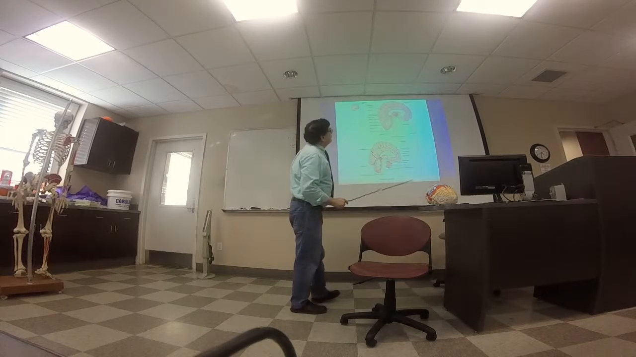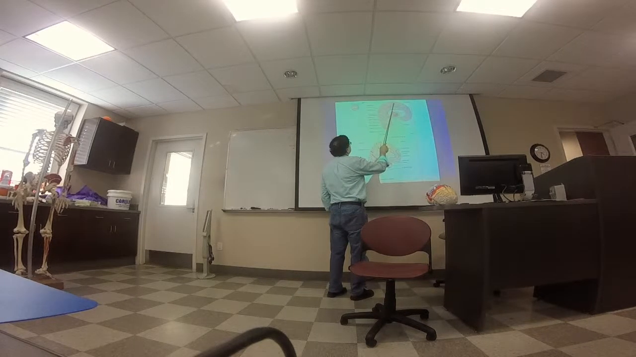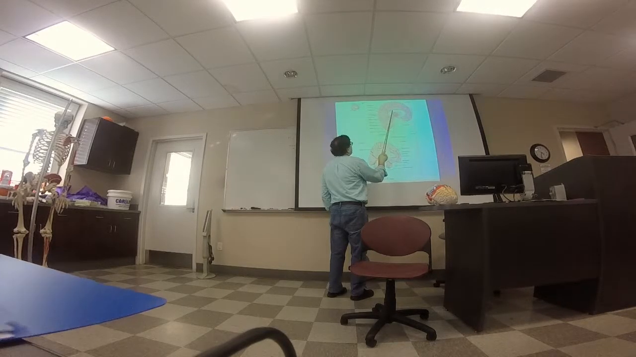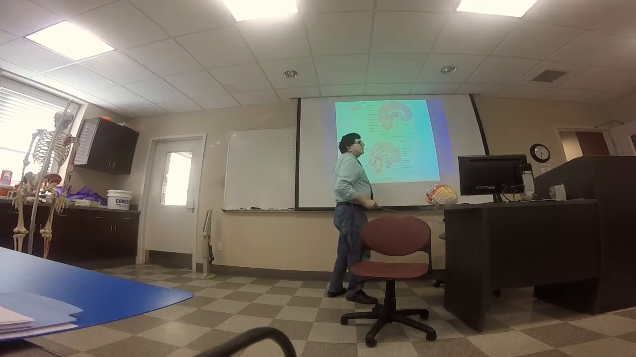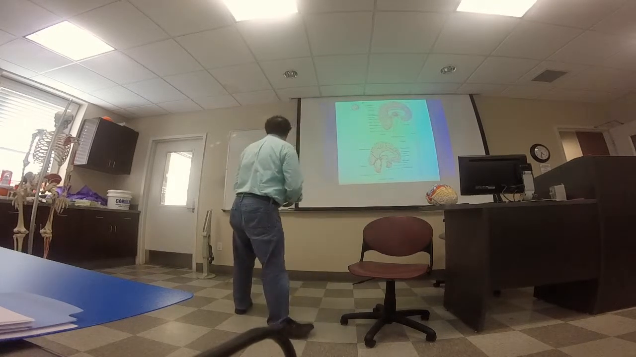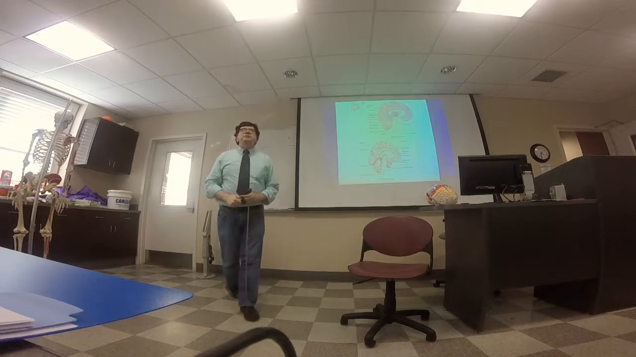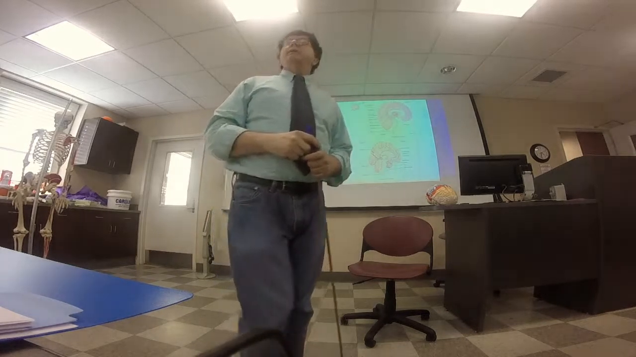Here's a good sagittal view of the brain. What you see here is the left hemisphere. And deep to the left hemisphere is a band of white matter. This band of white matter is called the corpus callosum. And the purpose of the corpus callosum is to let each hemisphere know what the other hemisphere is doing.